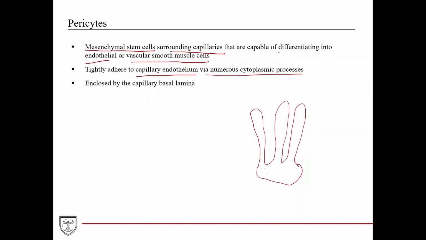And then what's important to know is they're enclosed by the capillary basal lamina. So they're between the cell and the basal lamina. And so if you look at the capillary like this, here's the endothelium. The pericyte would be found in here, and then you have the basal lamina outside like this.